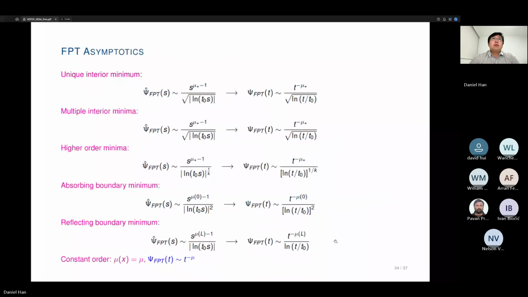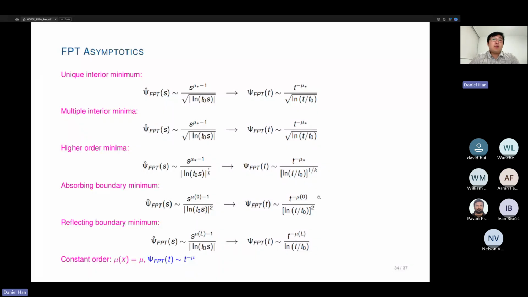Okay. And so if I now convert all of these into real time, you now see I have a logarithmic dependence on time in the denominator, and I have a power law dependence on the minimum value of my anomalous exponent for my first passage time survival times. And this is an asymptotic relation. Now, at the bottom here, you'll see that for my constant order case, so if mu x did not change at all, the first passage time survival function would scale as t to the power of minus mu.